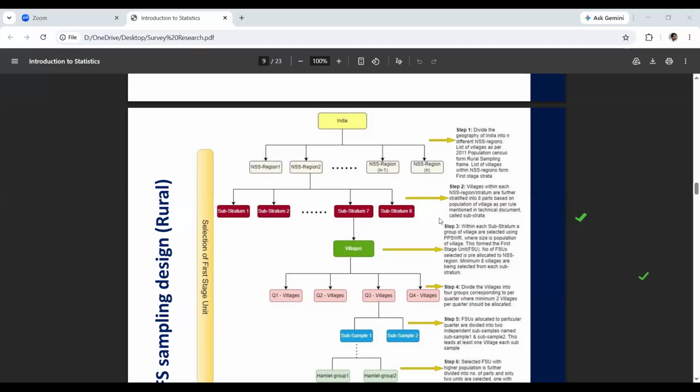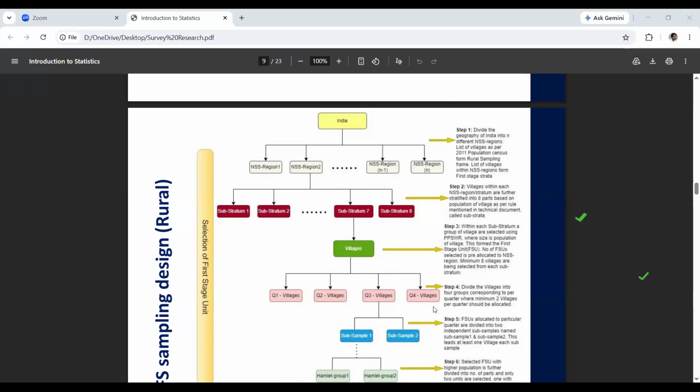So we have 8 substratum. Then within a substratum, we obtain the list of all villages. Okay? And at least 8 villages are selected for further procedure. So at least 8 villages are selected, or in multiples of 8, either 8 or 16 or 24. Why does PLFS or NSS do this?